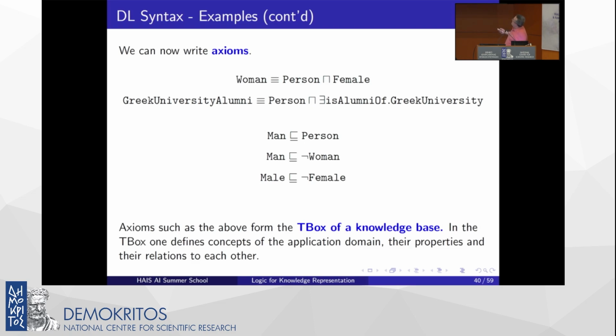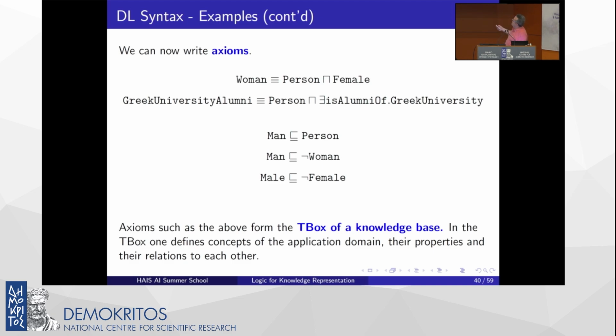So we can write, for example, that a woman is defined to be person and female, and Greek university alumni. So here, woman and Greek university alumni are new class names, right? And how is this one defined? Person, and there is a Greek university who this person is an alumni of. Similarly, we might write things like this, that whoever is a man is a person, whoever is a man is not a woman, and whoever is a male is not a female.